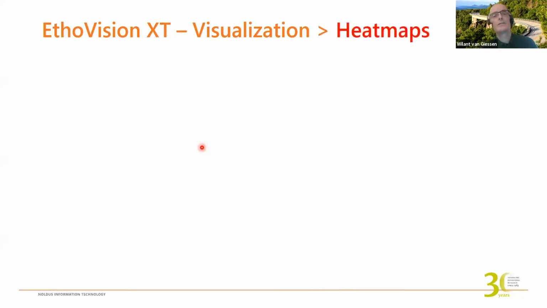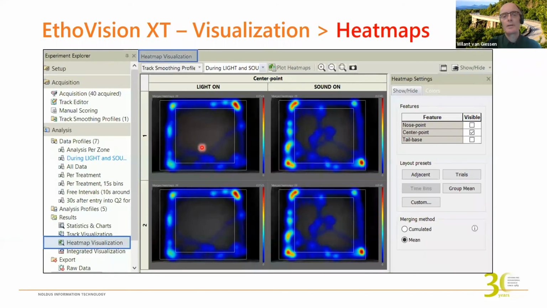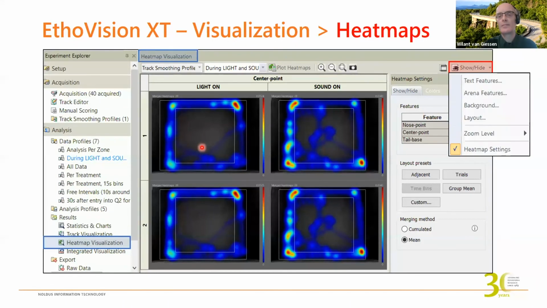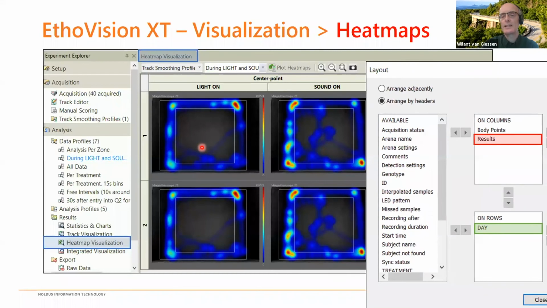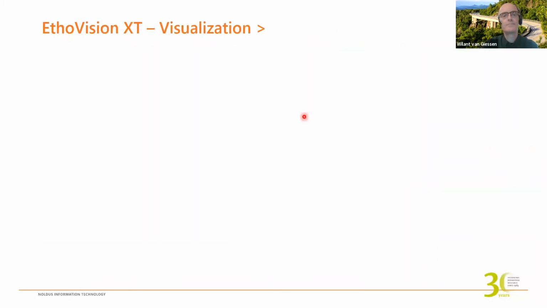Another way to visualize your data are heat maps. Turns out to be very popular. This is the same way you organized your visualization. You go to the layout section once again, click on results and day, and again, it's organized a certain way, and then it's ready for export and use in your posters and presentations.